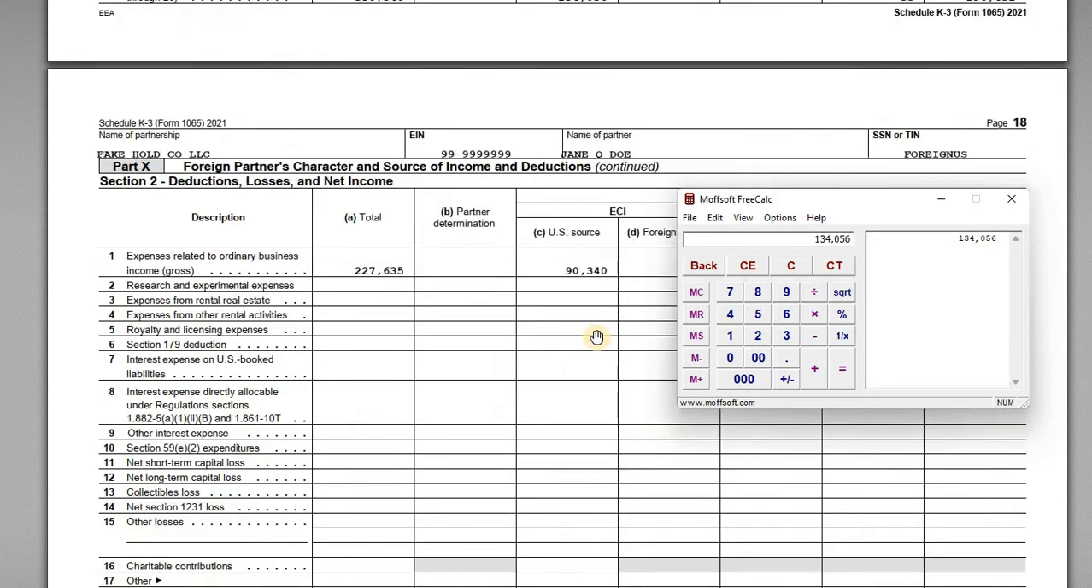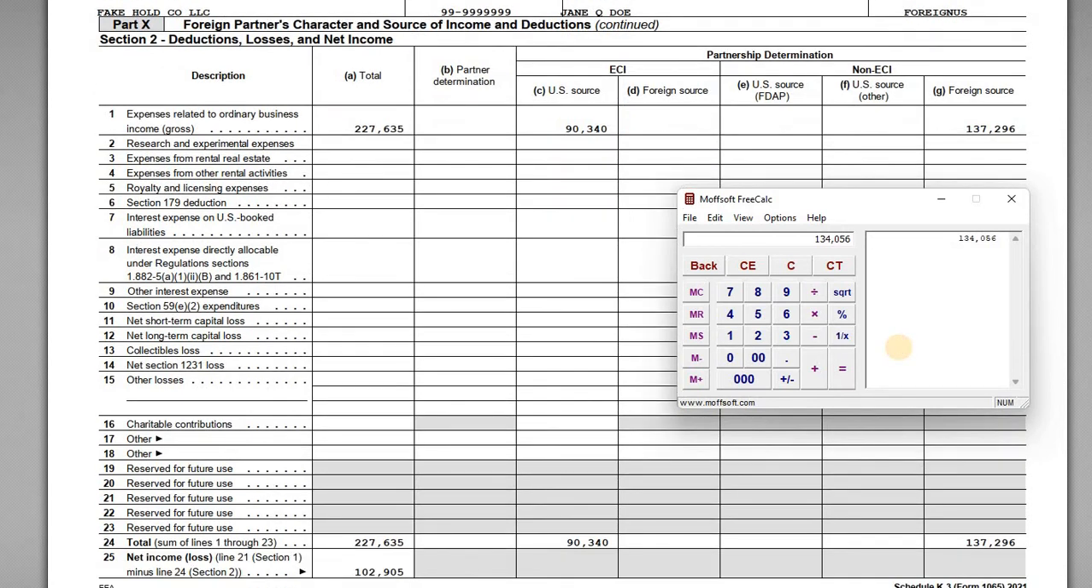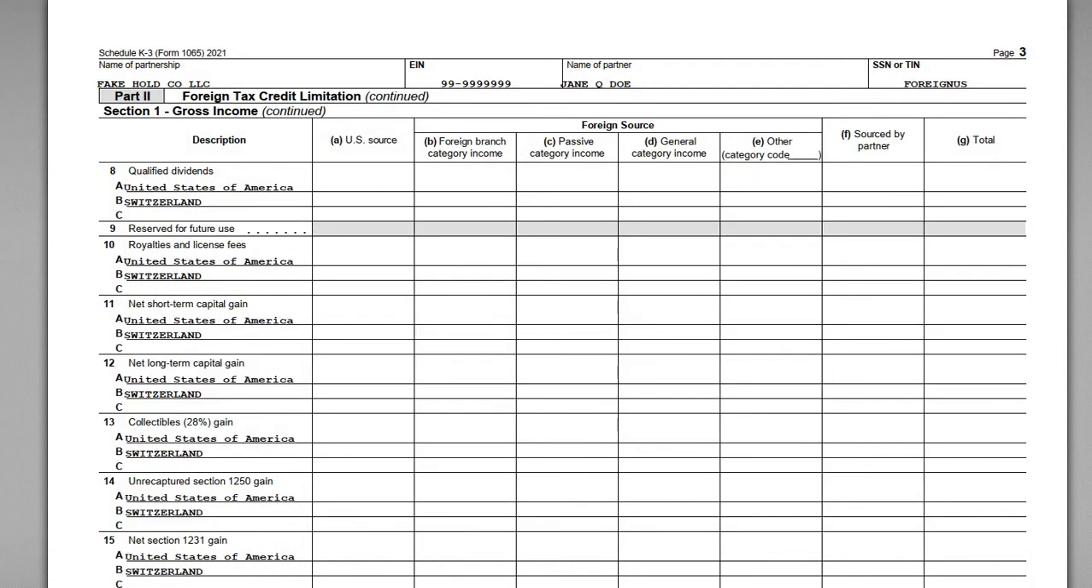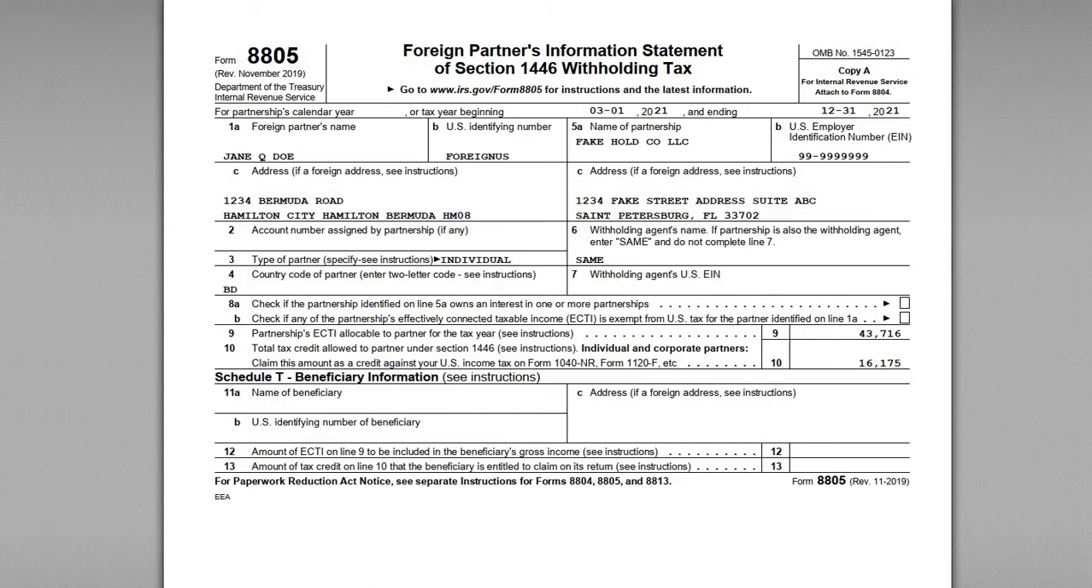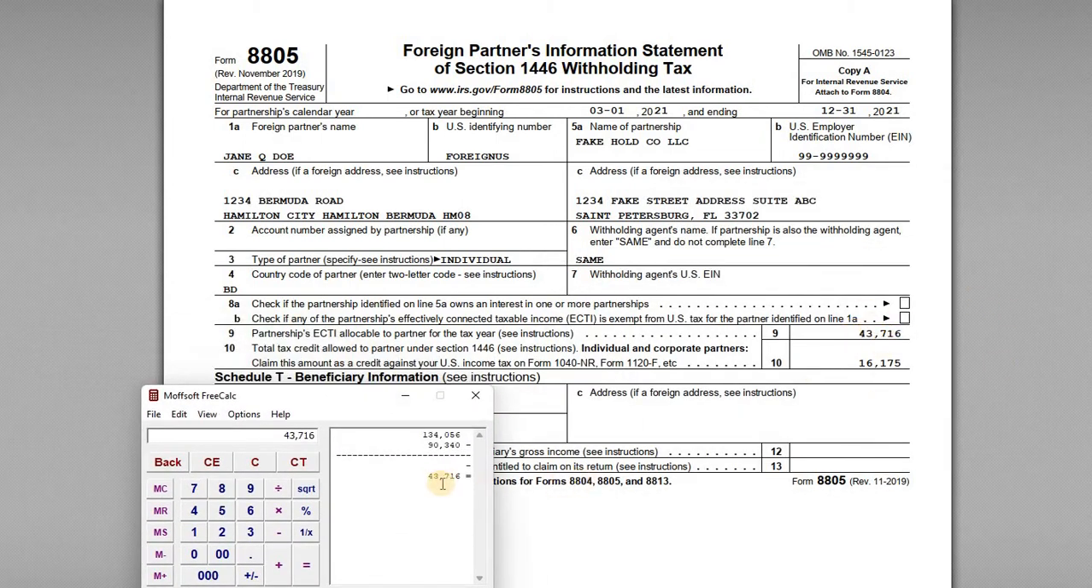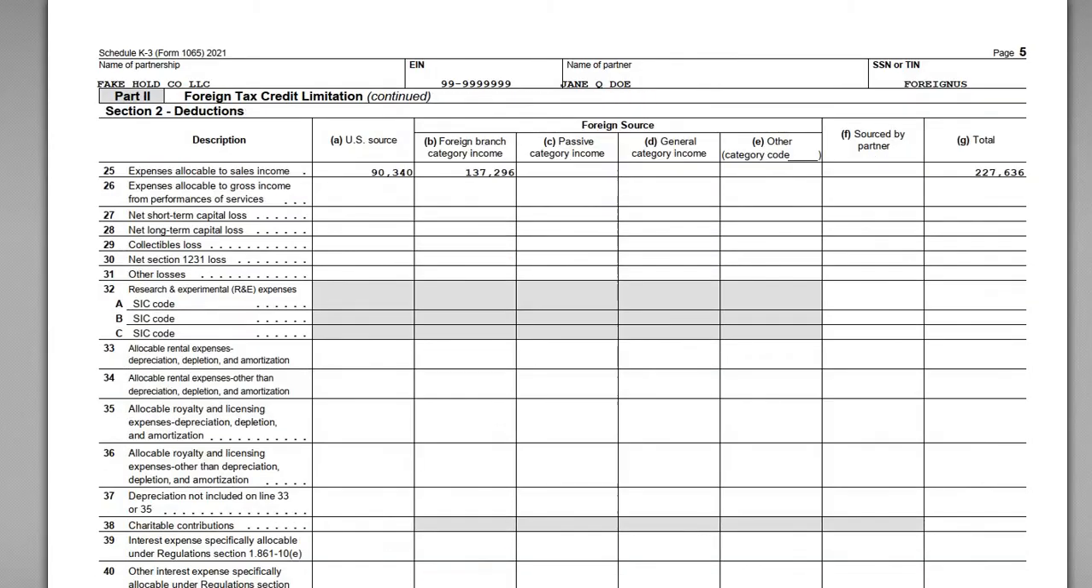134,056. If we back out the $90,000 and $340 in expenses, there's that familiar number, right? 43,716 is the amount of effectively connected income that's being allocated to Jane and reported on this 8805, right? So that's where we're getting this number. So the gross amount of ECI net of the allocable expenses, 43,716, that's being allocated to Jane. That's what she's got to pay tax on. And so the partnership withholds at 37%, and that's how they come up with those values.